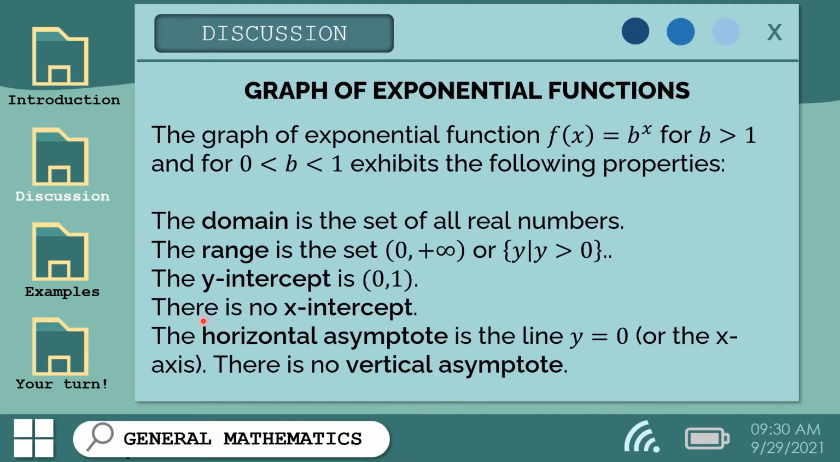At, lagi po tayong walang x-intercept. Then, ang horizontal asymptote naman natin is the line y is equal to 0, or yung x-axis natin. Sabi nga natin kanina, ang kasama lang po sa range natin is y greater than 0. So, hindi na po kasama yung below 0. So, ibig sabihin, kahit anong gawin po, hindi po siya dadaan sa y is equal to 0. Hindi na po siya lalabas po doon. At ganun din po, wala po tayong vertical asymptote kasi sabi nga po natin, ang domain po natin is all real numbers. So, lahat po is part of our graph.